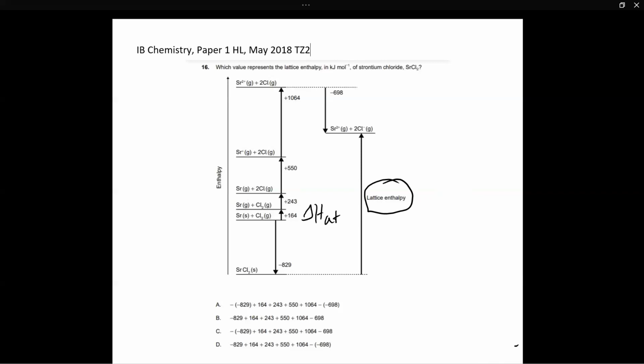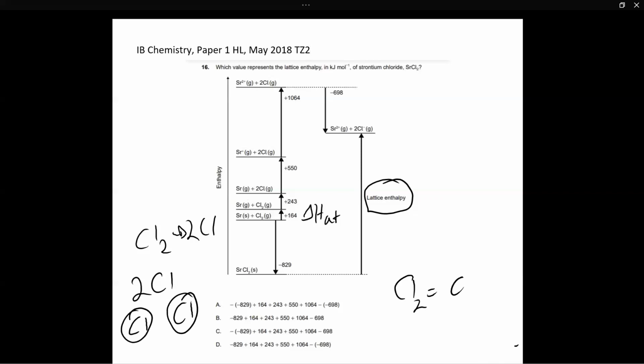Positive 243. In this case, we see that Cl2 becomes 2Cl. Now remember, this Cl2 and 2Cl are not the same thing, right? This is not the same. 2Cl refers to two individual chlorine atoms, which are not bonded. There's no bonding between them. Whereas Cl2 refers to chlorine atoms bonded together by a single covalent bond. But 2Cl refers to two individual chlorine atoms, right?